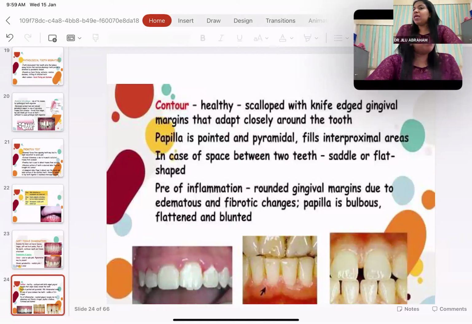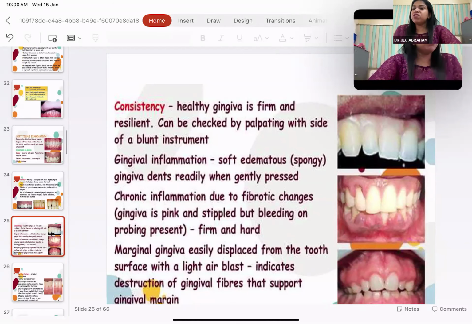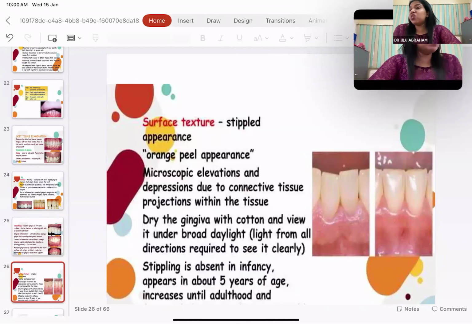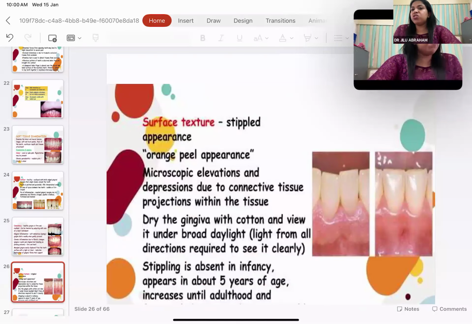And contour is normally healthy and scalloped with a knife edge. But in cases of inflammation, there will be exaggerated scalloping with a round or blunt edge. And consistency is normally firm and resistant, but in some cases like inflammation, it becomes more spongy or edematous in appearance, mainly because of the fibrotic changes. And the marginal gingiva is easily displaced from the tooth surface with a light blast of air, which indicates the destruction of the gingival fibers that support the gingival margin.